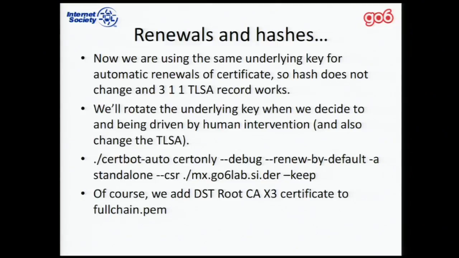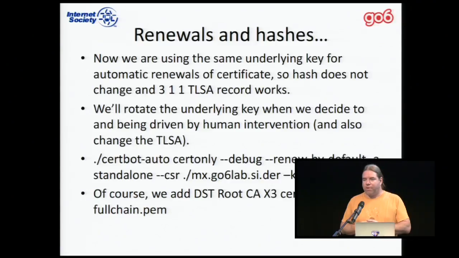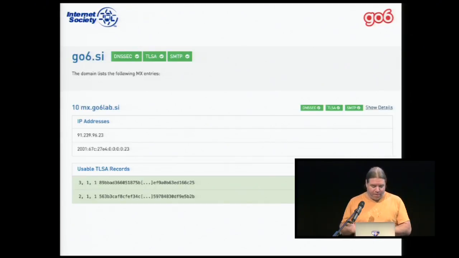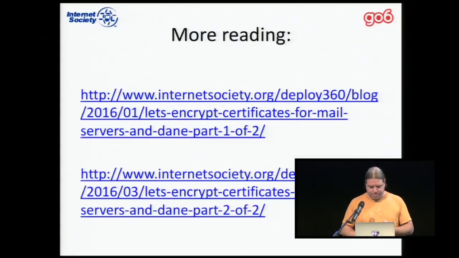About the rotation of the underlying key, I will rotate it when I decide that it's time to rotate the underlying key. And that's the time when I will also change the TLSA record, but not automatically. This is a human-driven process. And of course, we still add the DST Root CA X3 certificate to the PEM file. So we have two different TLSA records that can verify that I am who I am. And this is, again, the result. After the renewal, everything works.